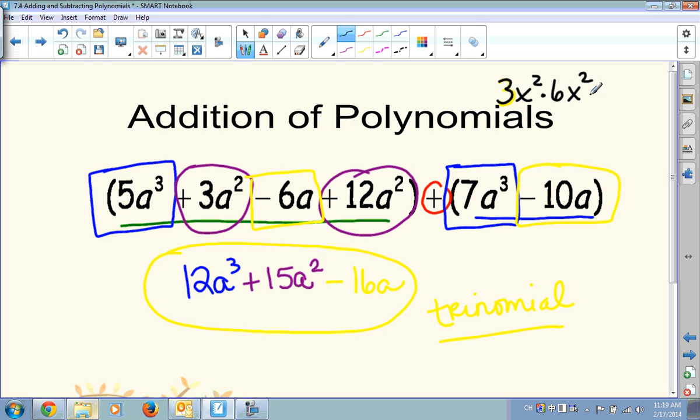Okay, so this one we would use our rules from last week. 3 times 6, 18. X squared times x squared, we just add the exponent, x to the 4th. Here you are not changing your exponents when you're combining like terms. You do not change them from what they originally are, okay? But some of you might get confused. When do I add? When do I not add? If you're multiplying, you add exponents. If you're combining like terms, you do not change your exponents, okay?